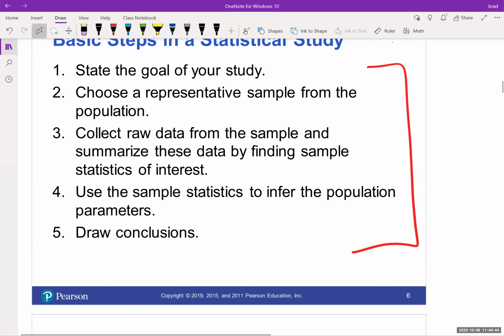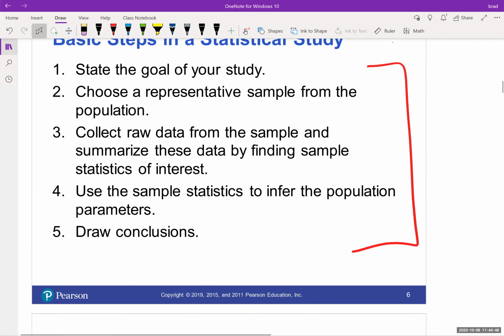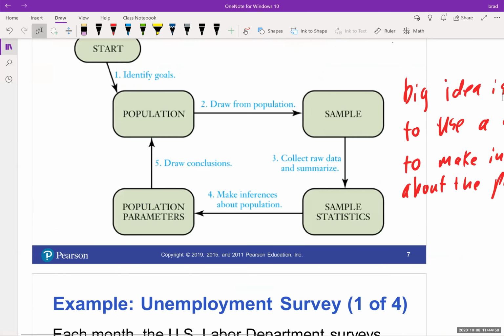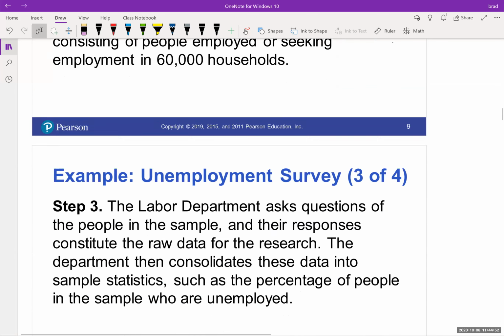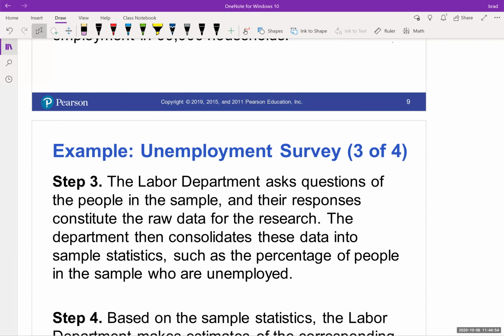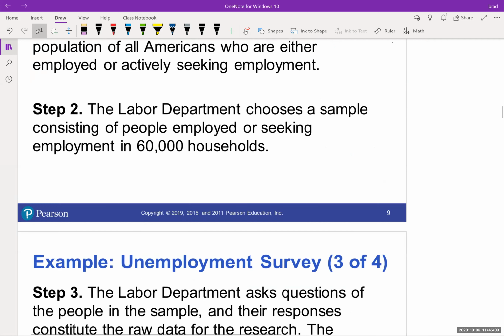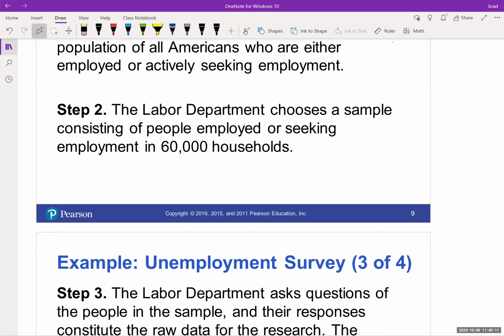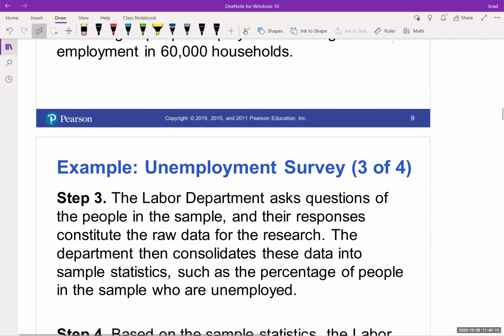Step 3 says collect raw data from the sample and summarize these data by finding sample statistics of interest. Okay, so let's see what our interest is. Now think about the problem. The Labor Department asks questions of the people in the sample, and their responses constitute the raw data for the research. The department then consolidates these data values into a sample statistic, such as the percentage of people in the sample who are unemployed. So here it says the Labor Department chooses a sample consisting of people employed or seeking employment.